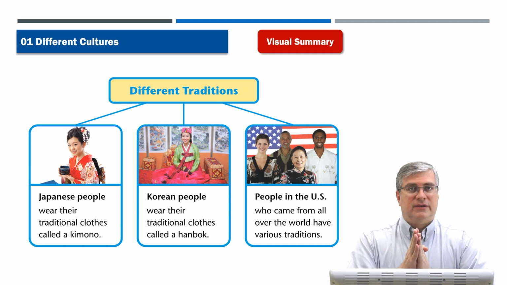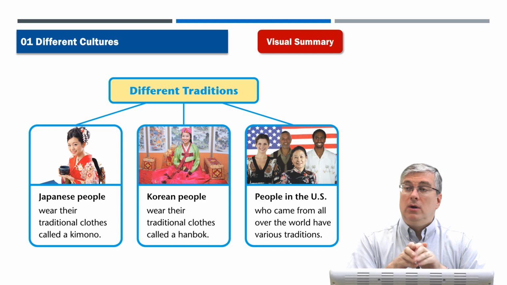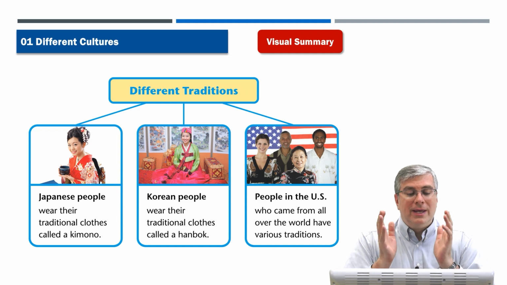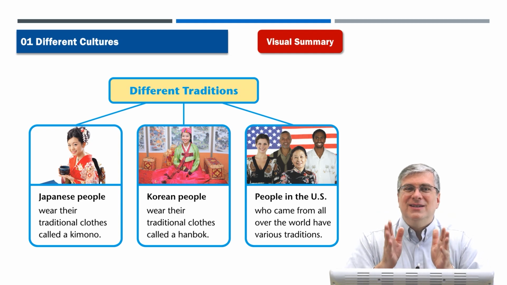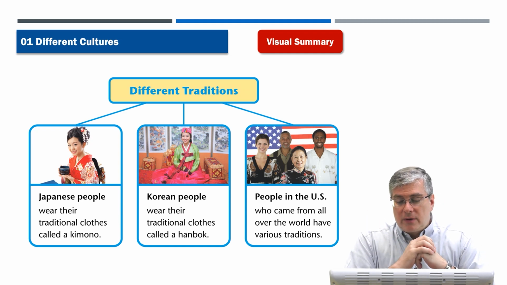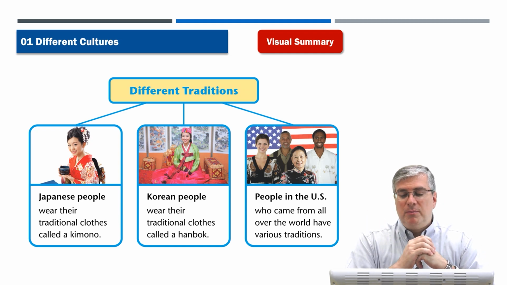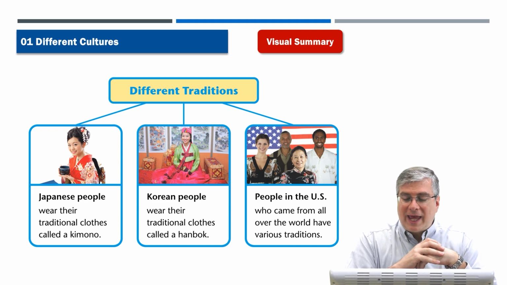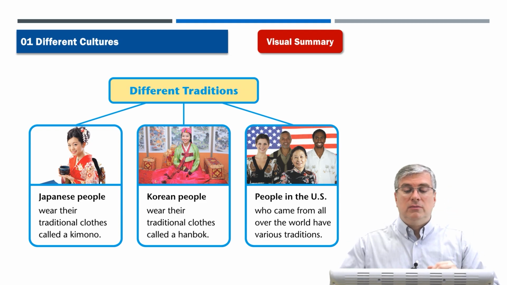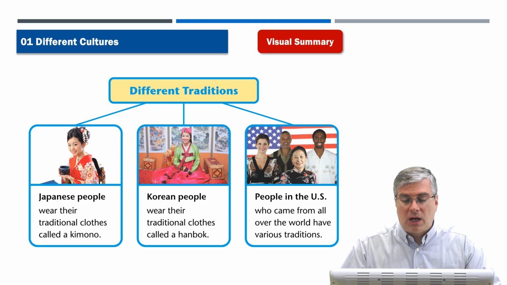If you see a Scotsman wearing a kilt, you know, oh, Scottish person, right? You see a person wearing a hanbok, you say, oh, from Korea. Okay, so clothes are easily distinguishable between cultures. Now, in the third box, we have people in the U.S. who came from all over the world and have various traditions. So they're not talking about dress or traditional costume, national costume here.